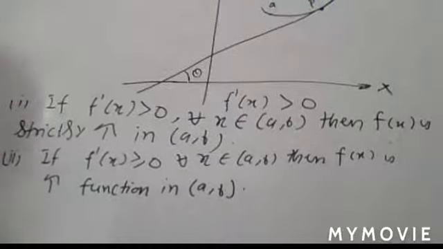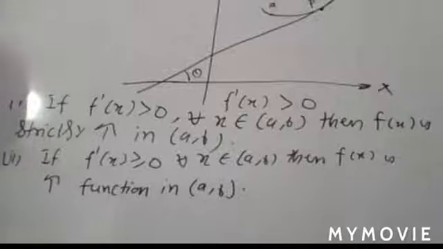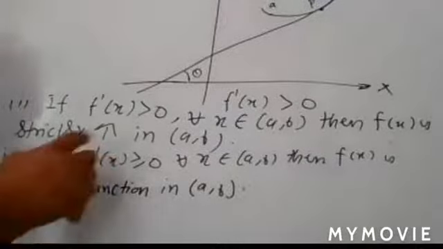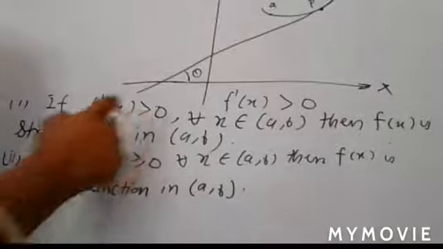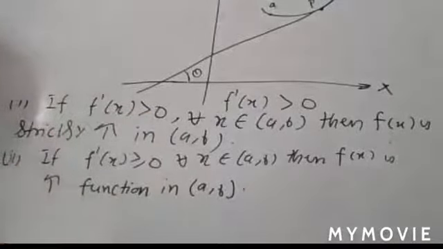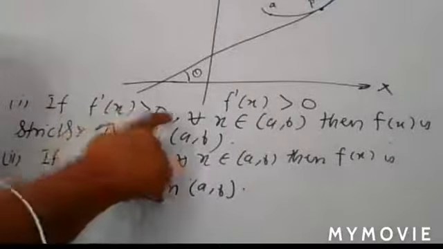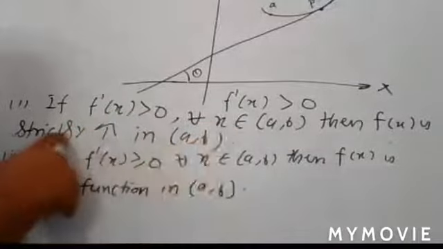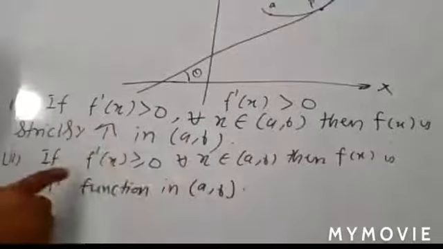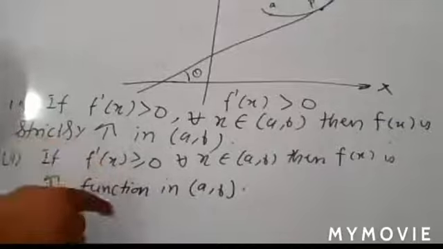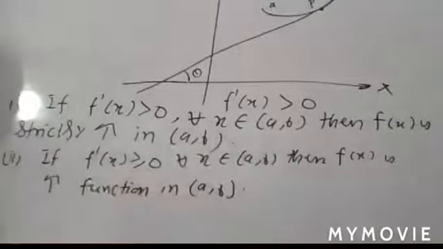You only have to check its sign, whether it is positive or negative. You will have the condition for strictly increasing or decreasing. In the same way, if f dash x less than 0, then that will be a strictly decreasing function. And if f dash x less or equal to 0, then fx is a decreasing function. Okay, so you note it.